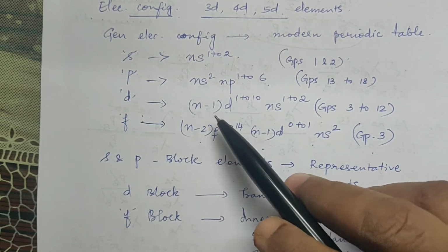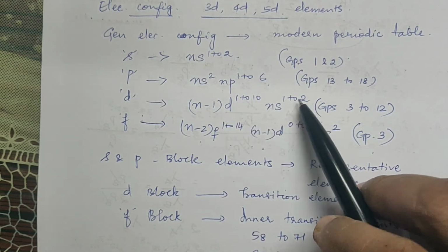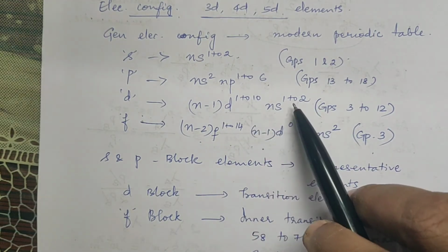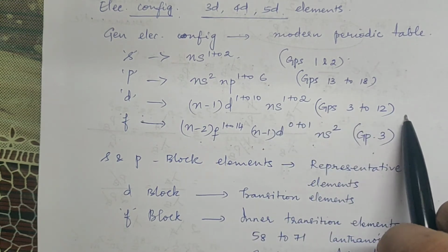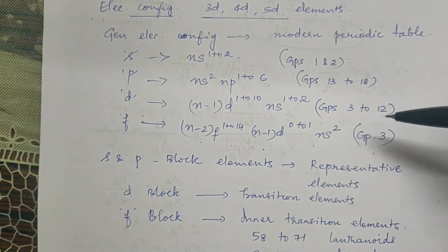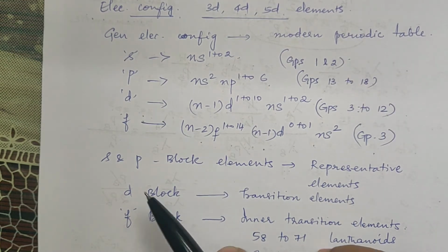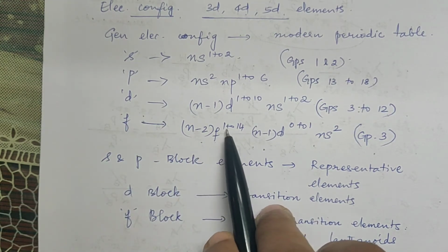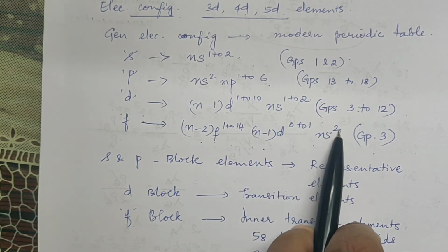Then for D block it is (N-1)D 1 to 10, NS 1 to 2. Now why this NS 1 to 2? Wherever you have to satisfy half filled or fully filled configuration, this will happen. It may be 1 or 2. And this is ranging between groups 3 to 12. That is in between S block and P block you will have this D block elements. They are also called as transition elements. And then F block elements, whose configuration is (N-2)F 1 to 14, (N-1)D 0 to 1, NS2.